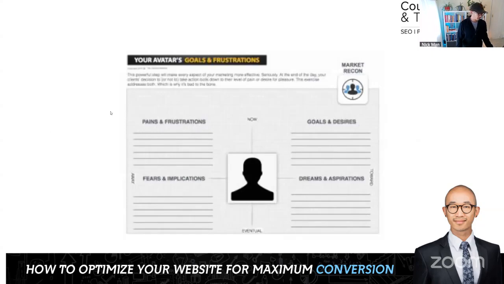So part of that is thinking about your avatar's goals and frustrations. There's a worksheet you can go through as well. You can brainstorm their pains, frustrations, their goals and desires, fears and implications of what that means, and then their dreams and aspirations. You want to go at it from an angle of what are all the negative things and what are all the positive things, like the fears and the aspirations.